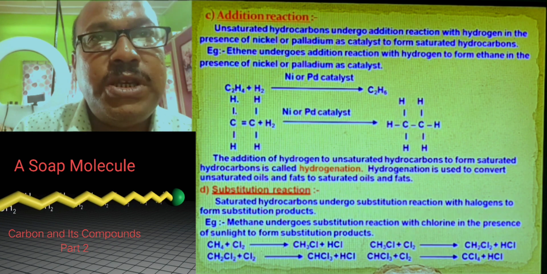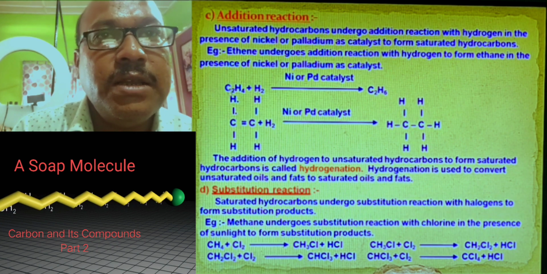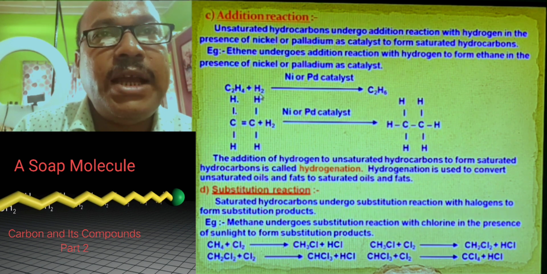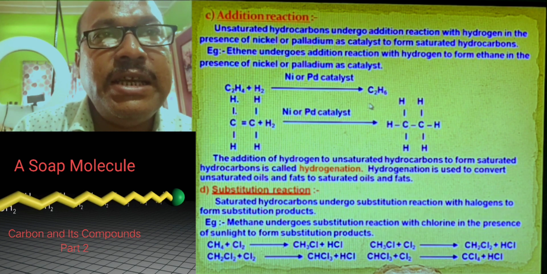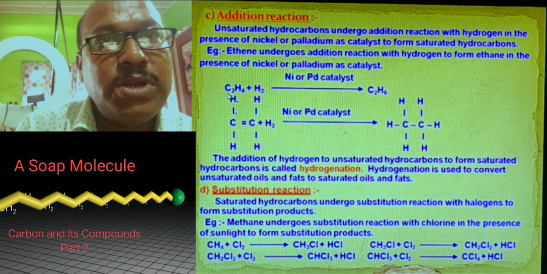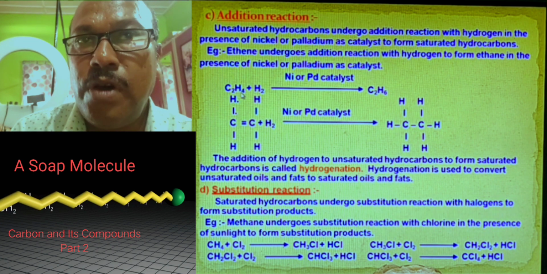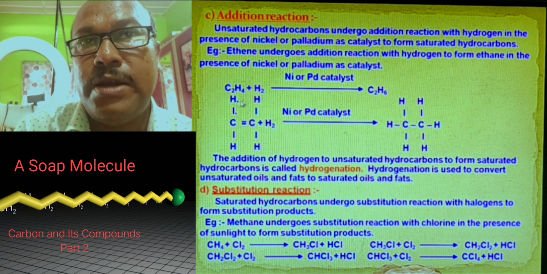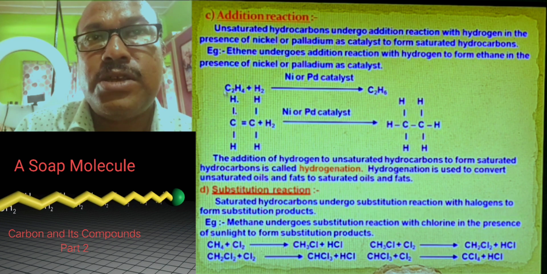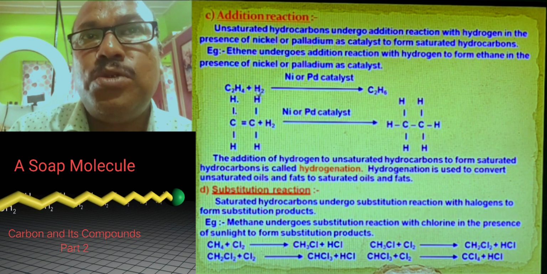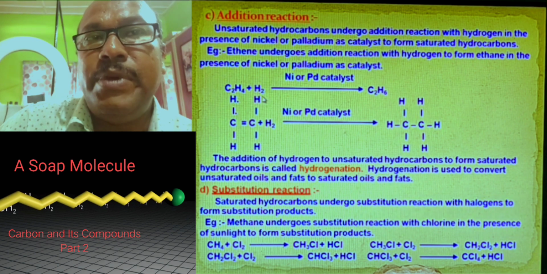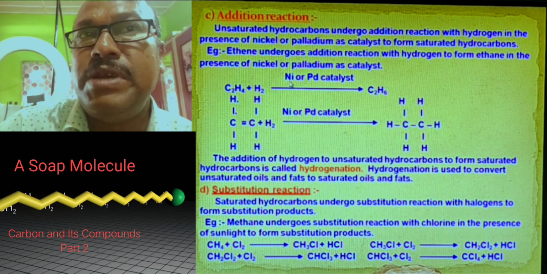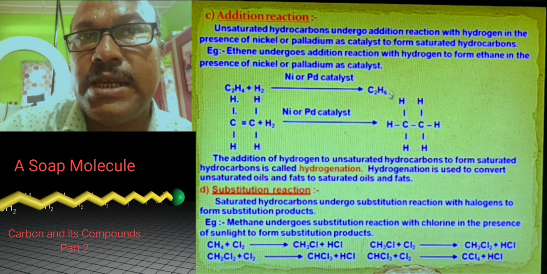For example, in this reaction, ethene, this C2H4, it is ethene and it is combining with hydrogen in presence of nickel catalyst and is producing ethane. Because two carbon atoms can hold 6 hydrogen to form ethane, but in this compound 2 hydrogens were less. That is why it is unsaturated. So you can add 2 atoms of hydrogen or 1 molecule of hydrogen to this compound in presence of nickel catalyst to form a saturated hydrocarbon.